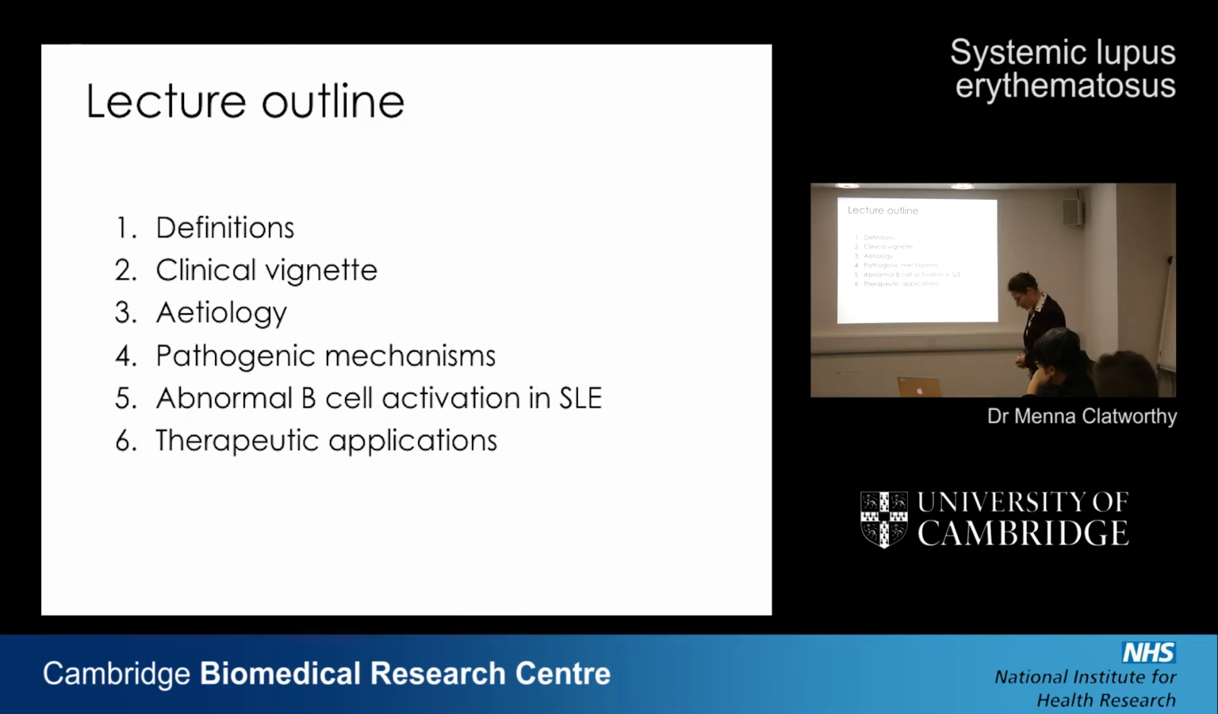So I'm then going to talk to you about things that we can surmise from the clinical features about the etiology, then talk about pathogenic mechanisms and particularly focus on how mouse models have allowed us to define some aspects of the pathogenesis. Then talk about abnormal B-cell activation, and then finally how we've used some of the information from mouse models to define new therapeutic options for patients with lupus.